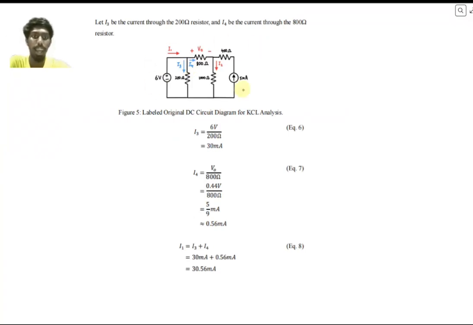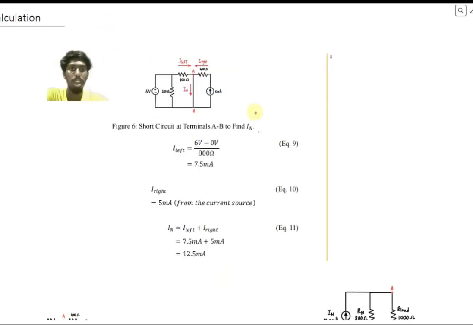And in order to find I1, we use KCL and also Ohm's law. After using KCL and Ohm's law, we got 30.56 milliamperes. That's all for Thevenin's theorem. Okay, moving on to Norton's theorem. In order to find IN, we are using Ohm's law and also KCL. After using Ohm's law and KCL, we got the answer for IN, which is 12.5 milliamperes.